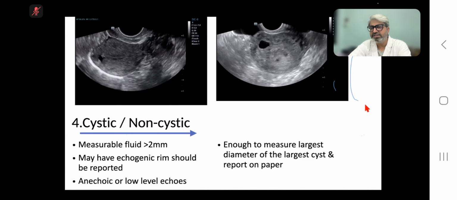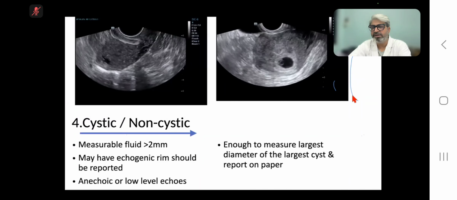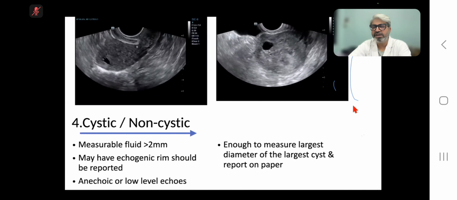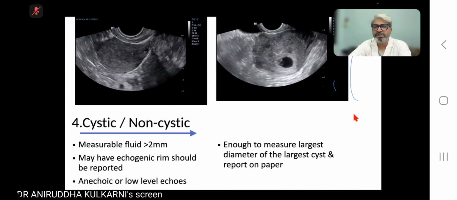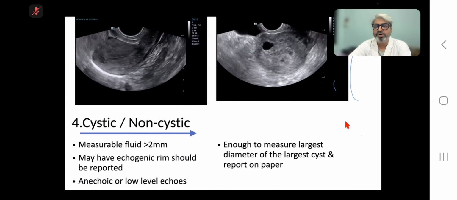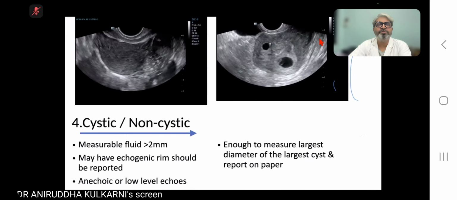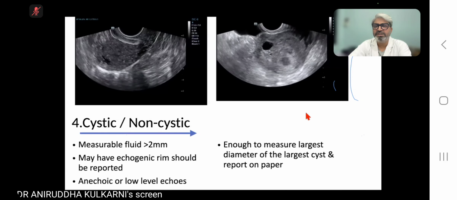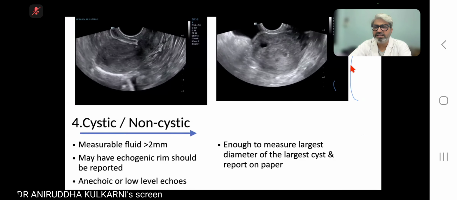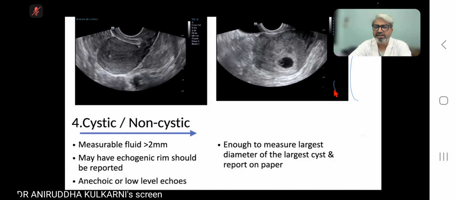Somebody is putting some scratches on the images. I would request that, because that will hamper the quality of the presentation. So it's a sincere request, whoever has done it, to undo the same, because it is not possible for me to do it again. If somebody has done this on the slide, please remove the same.